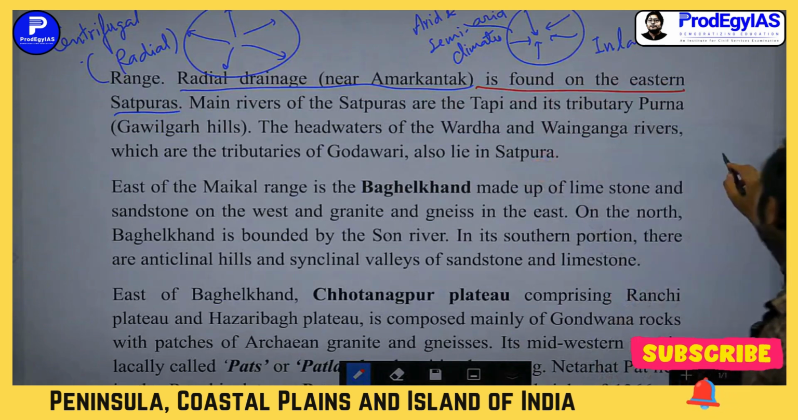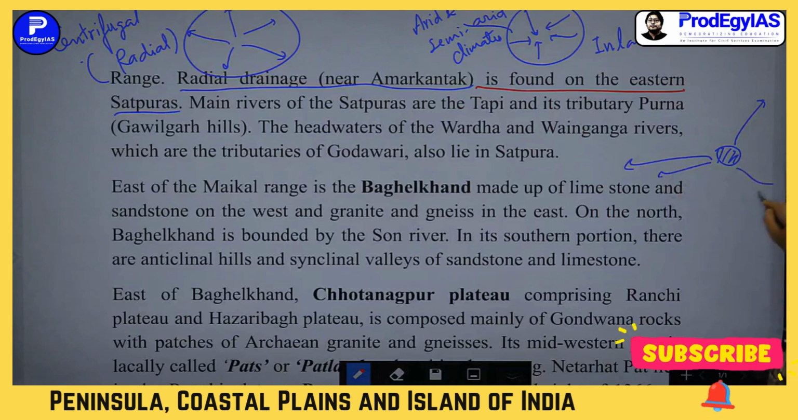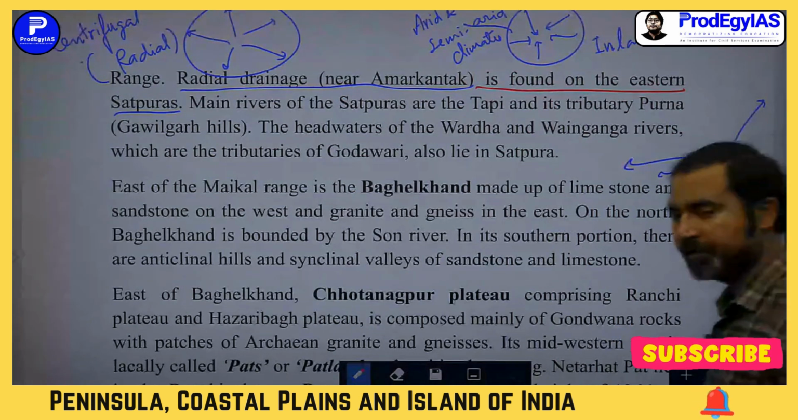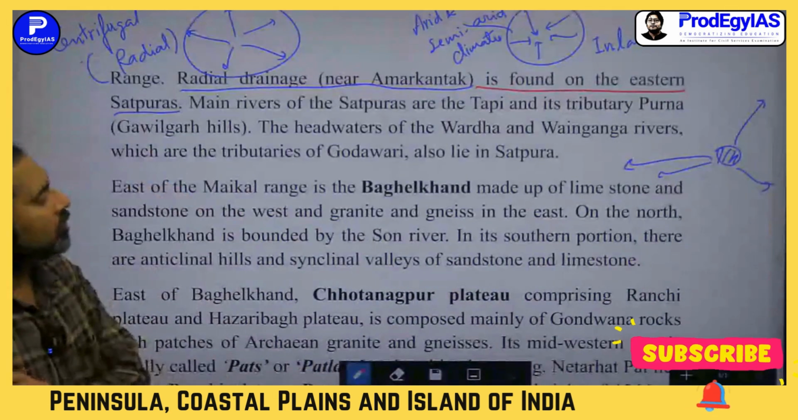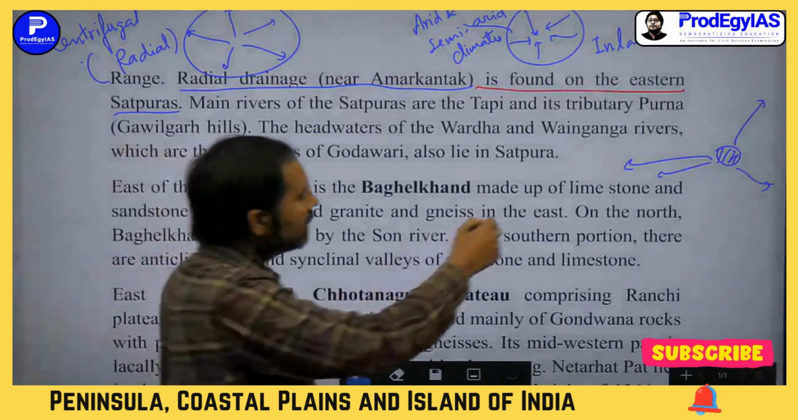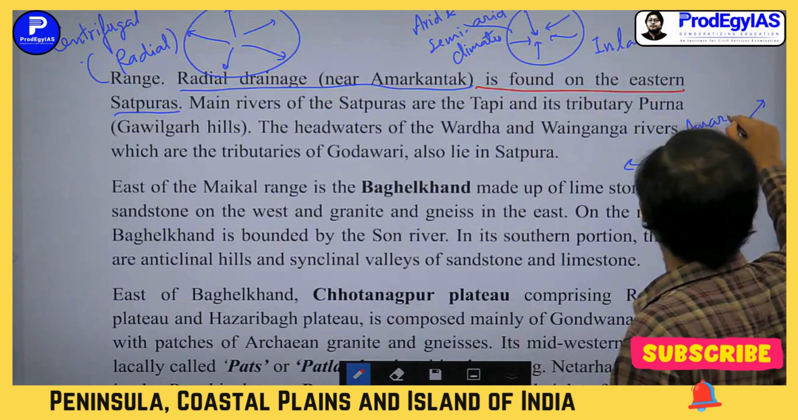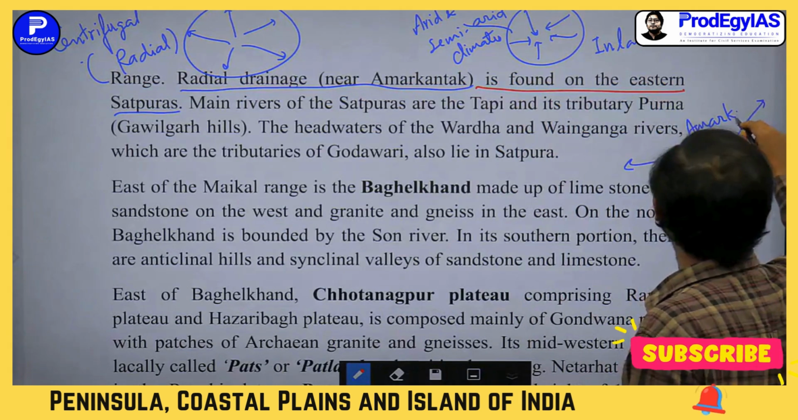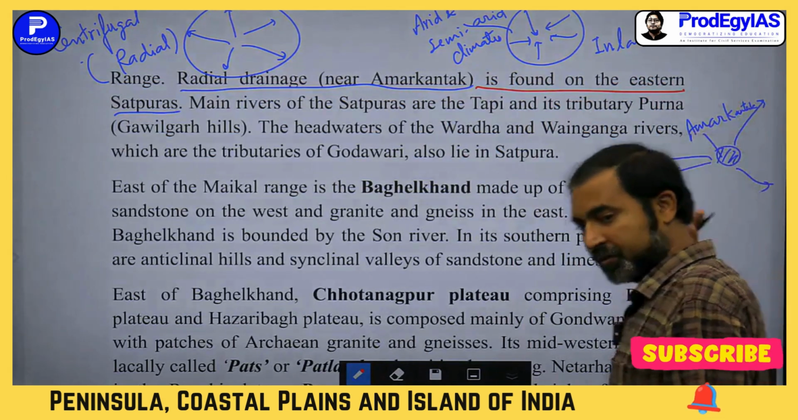This is the region from where the Son flows in this direction, the Narmada and Tapi in this direction, and the Mahanadi in this direction. They radiate like this. Okay, so this is Amarkantak. I have been to this region. My uncle was posted over there.